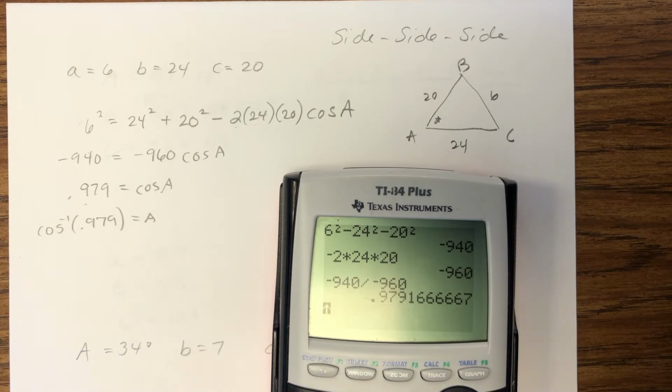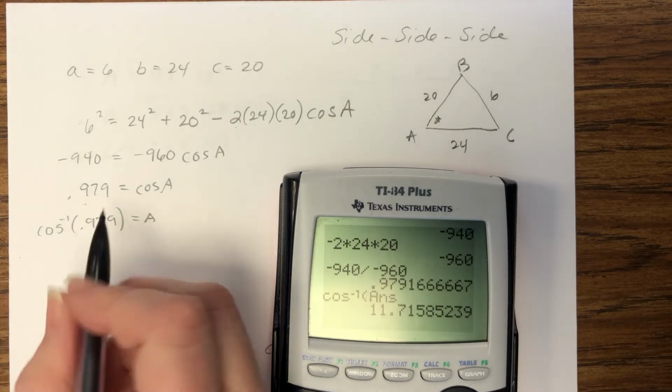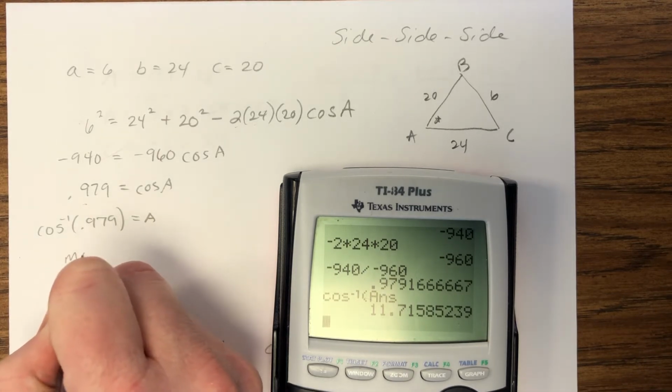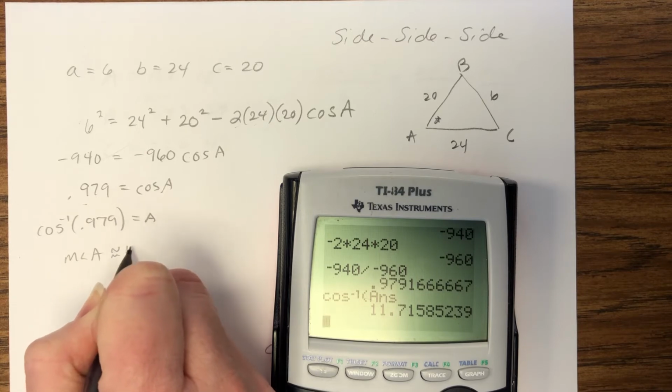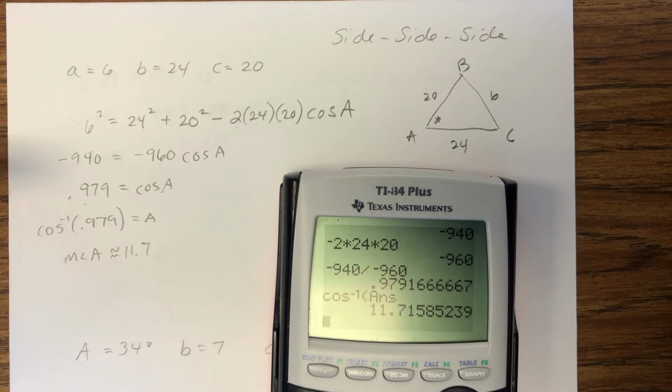Oh, goodness. Inverse cosine of answer. There we go. So angle A is about 11.7. And I don't expect you to show me all these steps. I'm just showing you where people tend to make mistakes on these problems, okay?